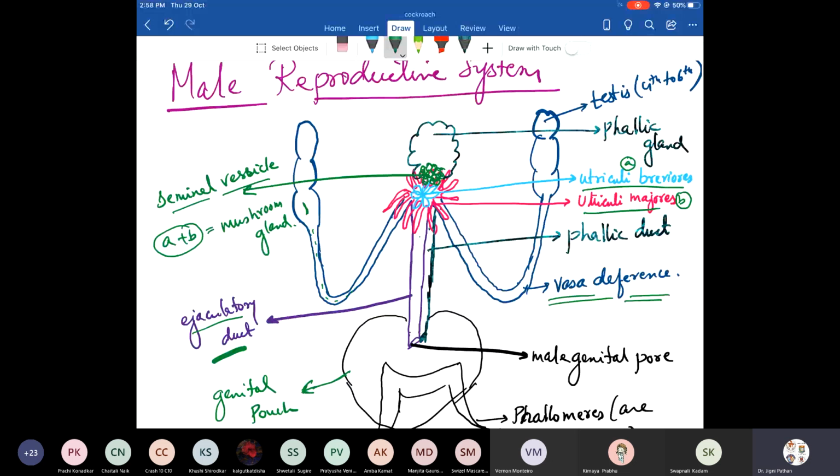Next, there is a phallic gland. Phallic gland is also called conglobate gland. You can write it down. Conglobate gland. This is not here, sorry. This is phallic duct, right? Can you see the screen?